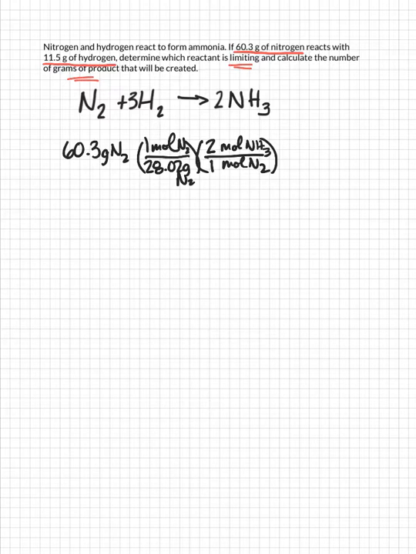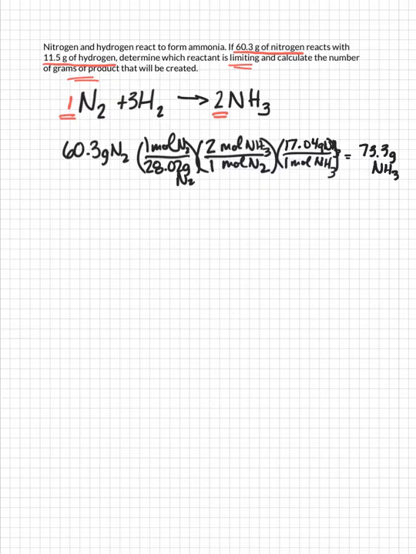Where did that come from? That came right from here, from my coefficients in the problem. For every 1 mole of nitrogen, right, because this is a 1 understood here, for every 1 mole of nitrogen, I make 2 moles of ammonia. And then the last step, I'm going to do my 1 mole of ammonia, and I'm going to figure out how many grams that is. 17.04 grams of ammonia, NH3. And so when I do my math, what I find is that I make 73.3 grams of ammonia.